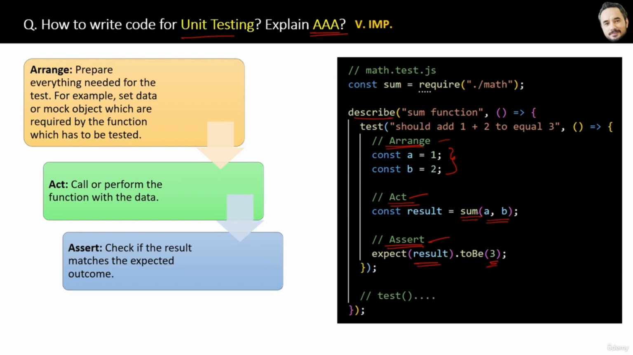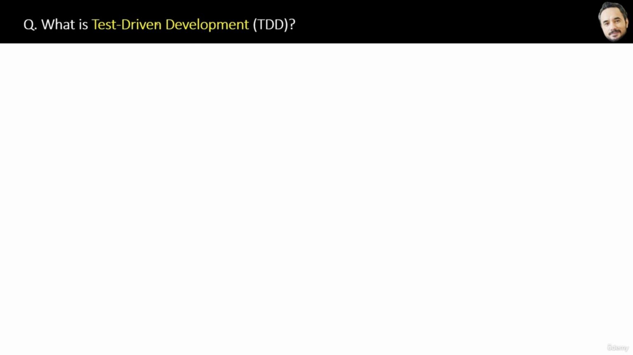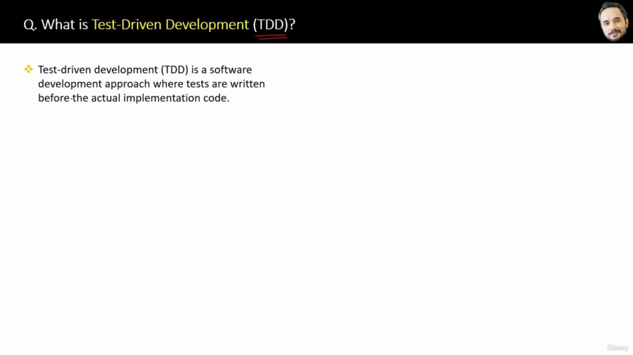Okay. What is test driven development, TDD? In short, the answer is here. TDD is a software development approach where tests are written before the actual implementation code. Okay, so what does it mean, right? Writing test before the code?